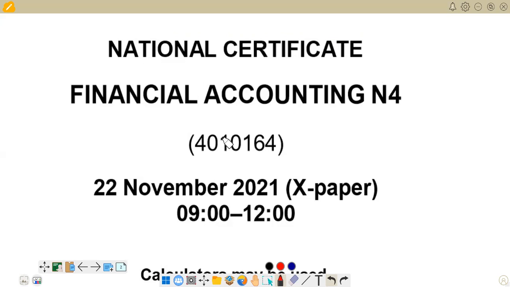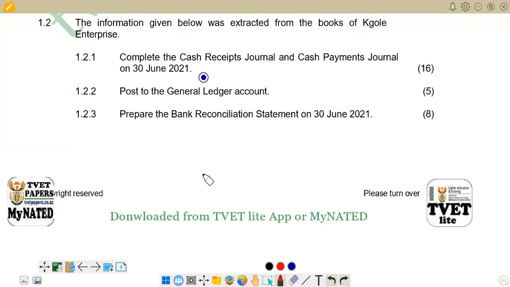Today we want to look at a question paper of November 2021. On that question paper, we're going to look at question one, and specifically question 1.2. On question 1.2, we are going to prepare the cash receipts journal, cash payments journal, and also the bank reconciliation statement. So this is what we have in terms of this question.